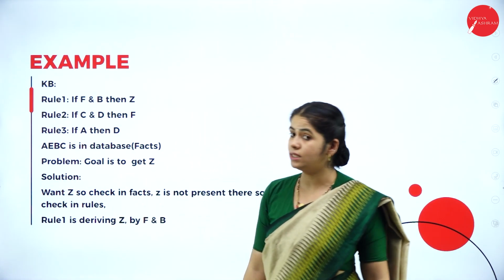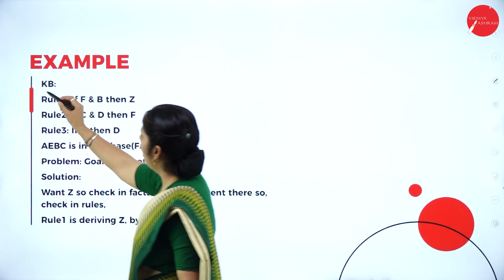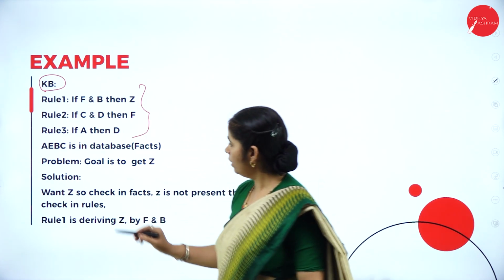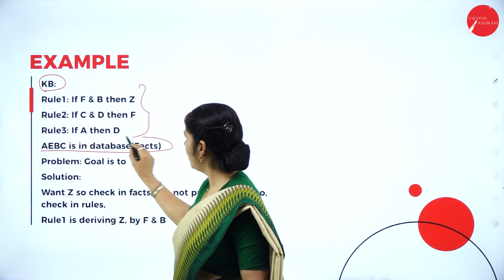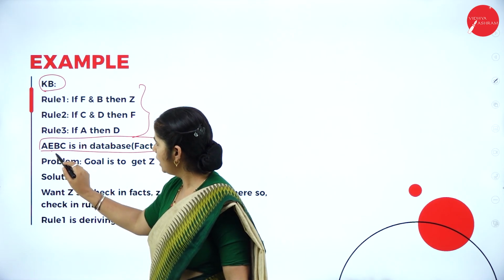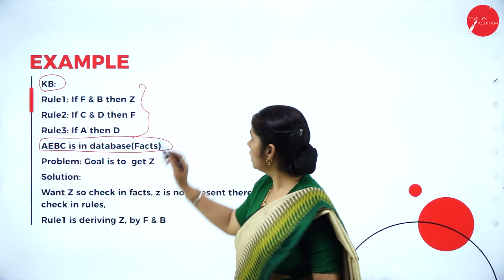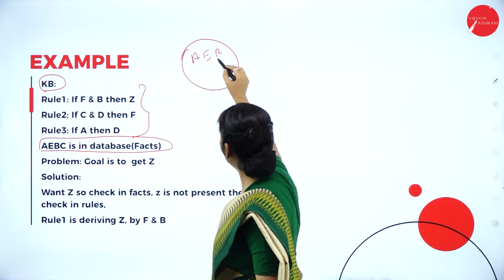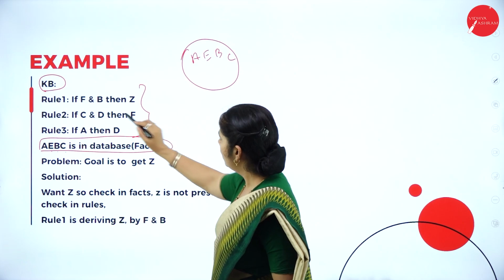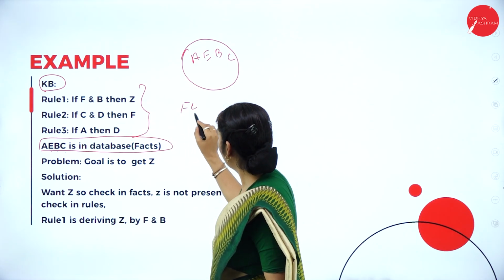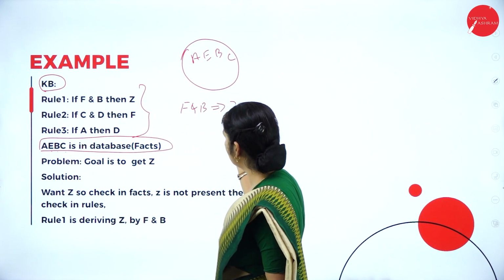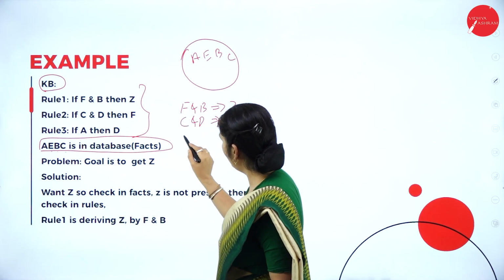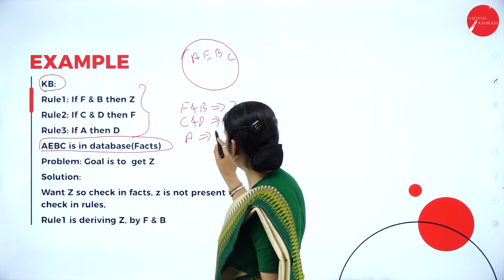So let us take an example. We have a knowledge base with all the known facts. We have 3 rules here. And what is the database we have provided? The facts provided are A, E, B, C. That is what we have. Here we have: F and B implies Z, C and D implies F, and A implies D.